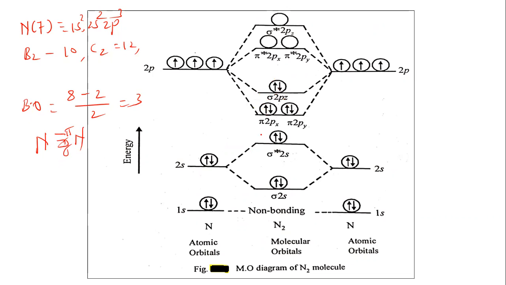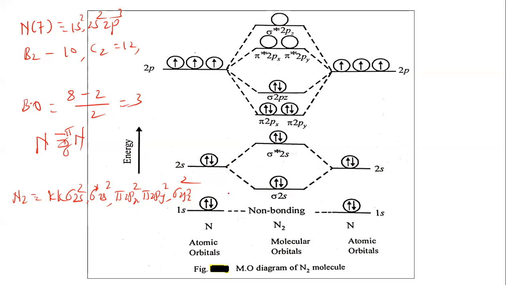Now the MO diagram shows that all the electrons are paired. Hence the nitrogen molecule is diamagnetic. We can write the electronic configuration of the nitrogen molecule. So the nitrogen molecule has the electronic configuration KK, sigma 2s2, sigma star 2s2, then pi 2px 2 electrons, pi 2py 2 electrons, and sigma 2pz 2 electrons. So this is the electronic configuration of the nitrogen molecule.